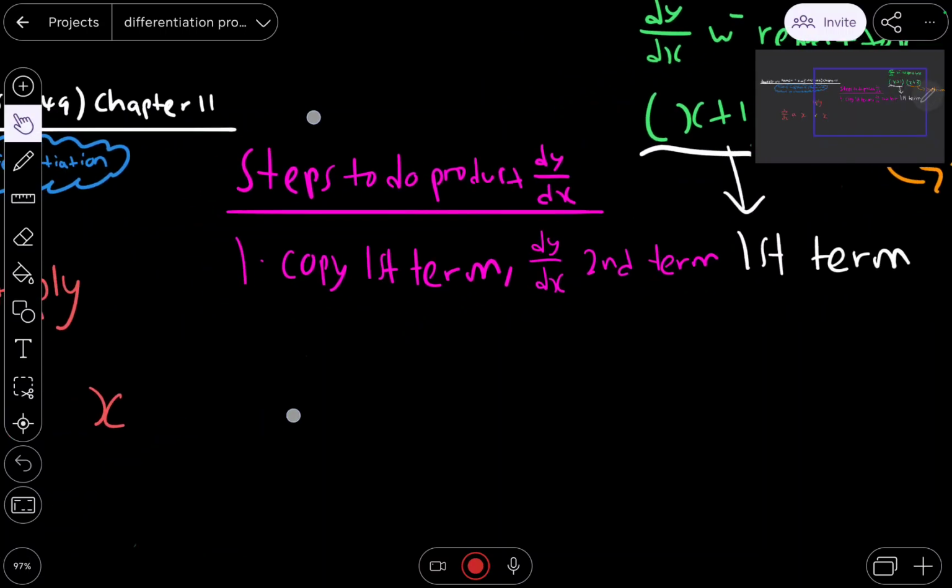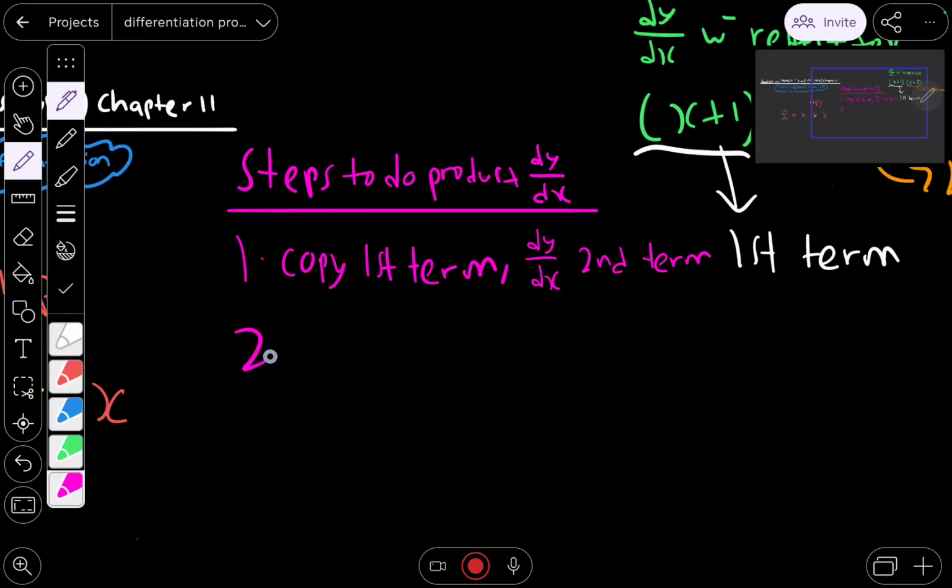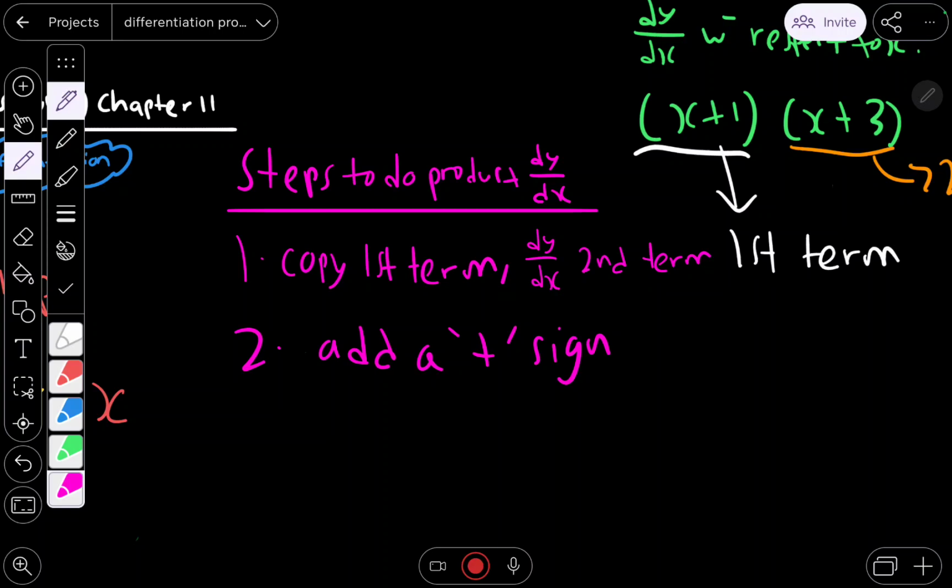Okay, so the second step is to add a plus sign. Why do we add a plus sign? Because we are doing product. Quotient also, the steps will be similar, but in a different way. So now we are learning 3 ways. We have learned basic differentiation and chain differentiation, and now we are learning product differentiation. In the next video, I'll be doing questions on product differentiation, and after that, we will do quotient rule or quotient differentiation.